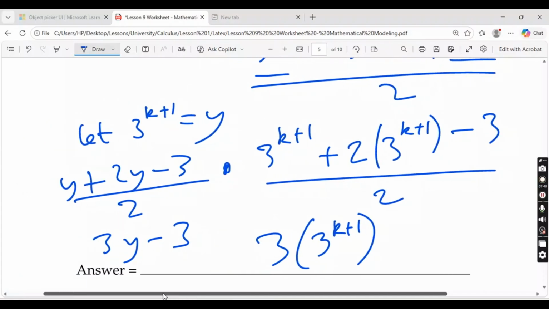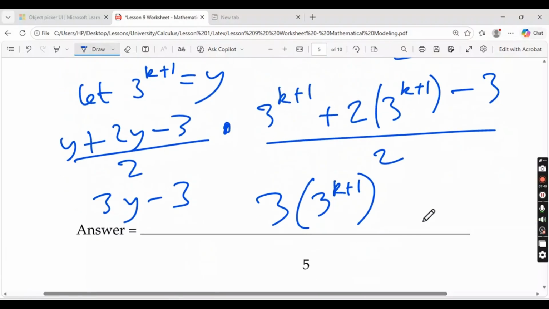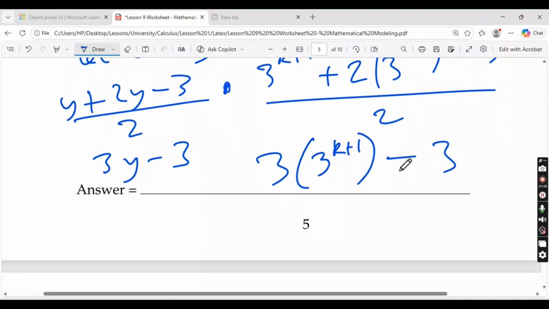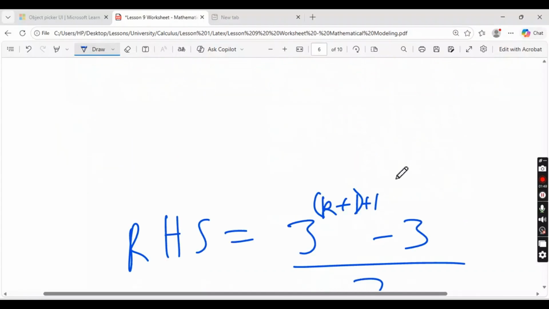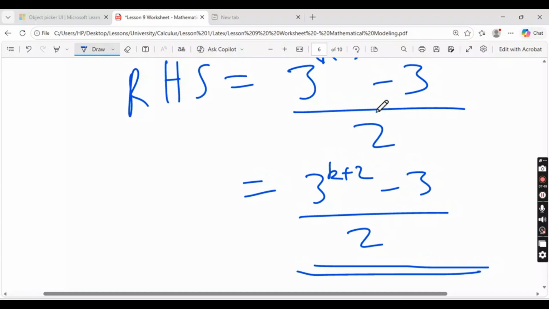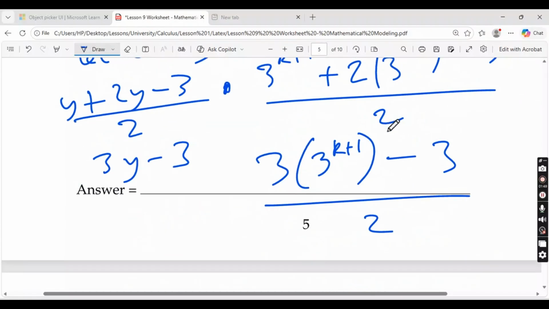Does that make sense? Yes, it makes sense. Okay. So since we have 3 times 3 to the power k plus 1, what do we do next? We want to get 3 to the power k plus 2. What do we do next?